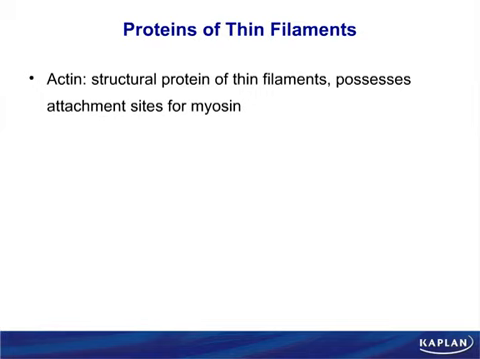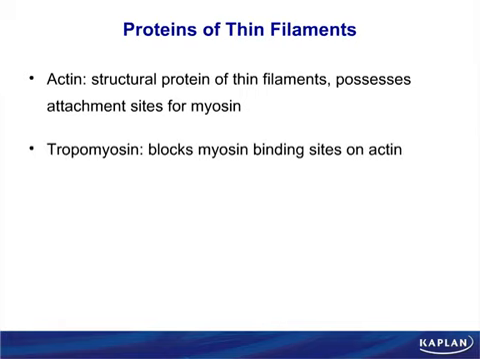Now, for the structural proteins, the proteins of the thin filament. Actin is a structural protein, thin filament again, and it will have binding sites for myosin. So the actin-myosin interaction will be the key for generating active force, as we will discuss in more detail in just a moment. So that's the basics of the actin molecule. Tropomyosin is also a protein. It blocks myosin binding sites on actin, so it will prevent the interaction of actin and myosin.